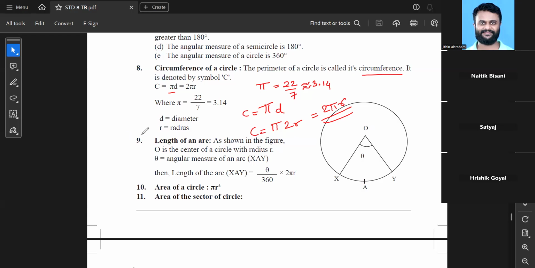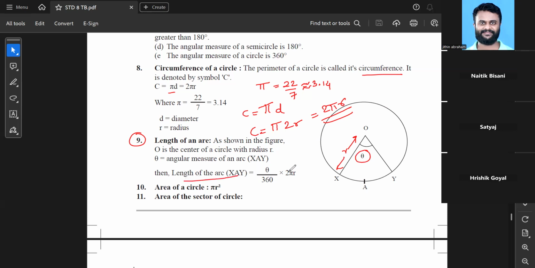Now going to the next part, length of an arc. As shown in the figure, if O is the center of the circle with radius R, O is the center. Radius means either this length is R or the other length is R. Theta is the angular measure of arc XAY.